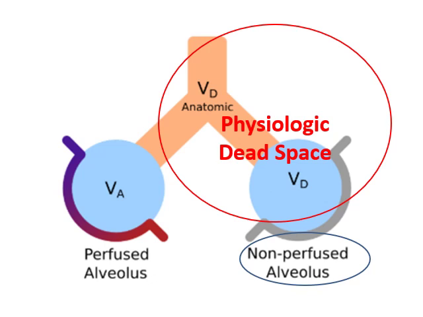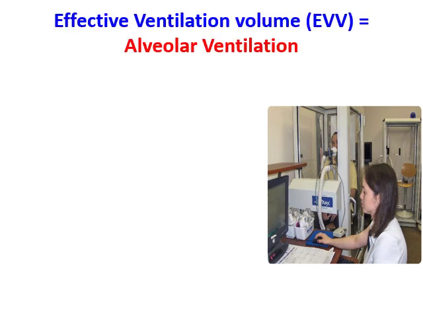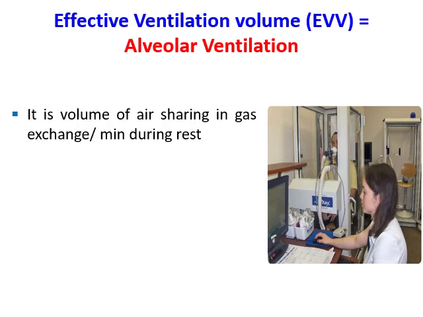And this is because the lung is unable to match the blood flow and the ventilation in various lung regions. Now it's time to discuss the second dynamic lung volume, which is the effective ventilation volume, which represents the alveolar ventilation. It's the volume of air sharing in gas exchange per minute during rest.